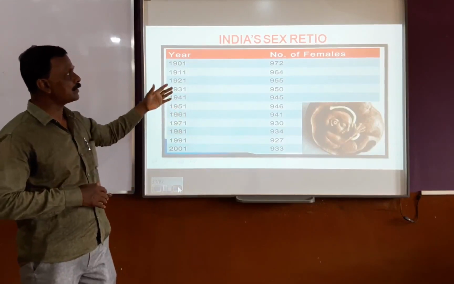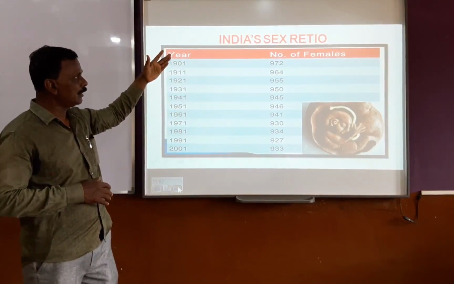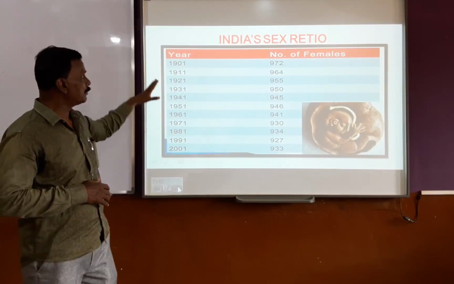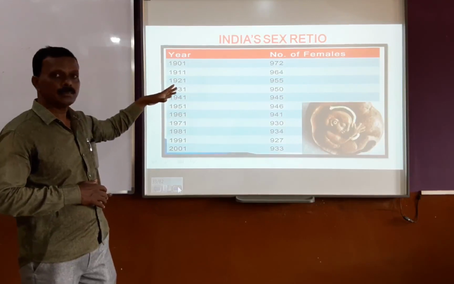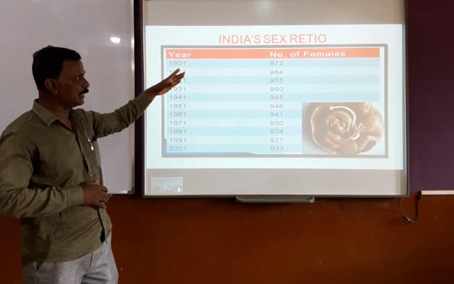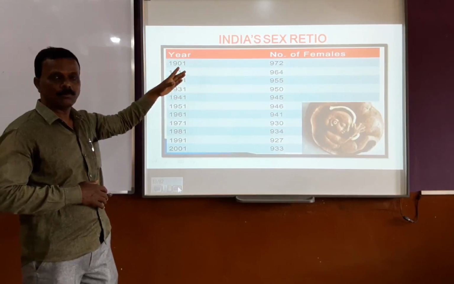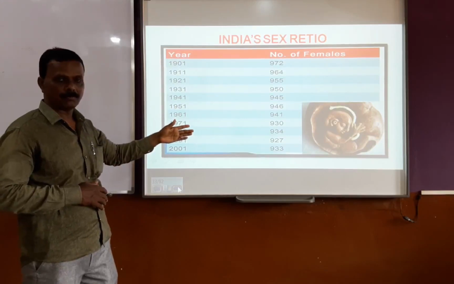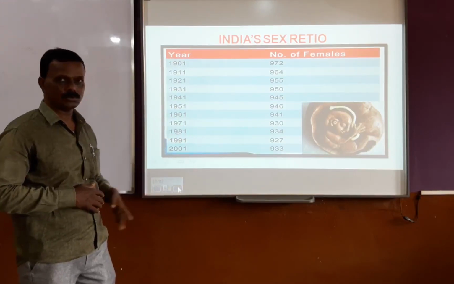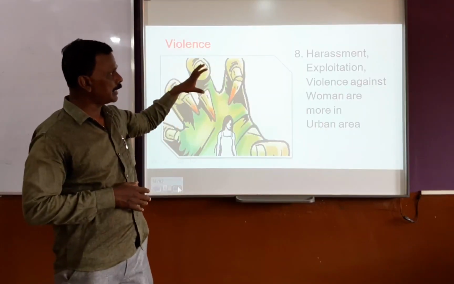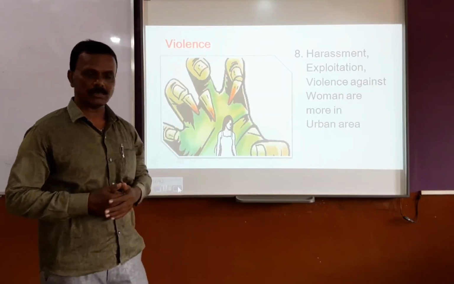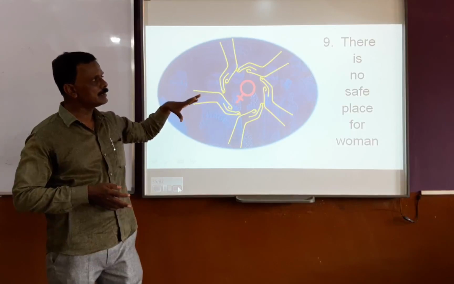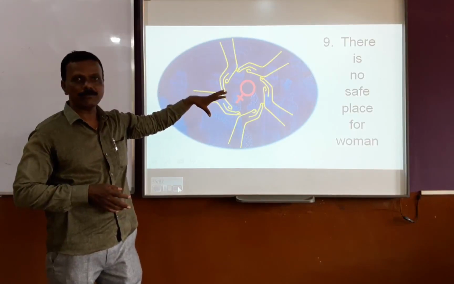It explains how the sex ratio has declined from 1901 to 2001. For example, in the year 1901, our country's sex ratio was 972 females per 1000 males. It came down to 933 females per 1000 males in the year 2001. Nowadays, harassment, exploitation, and violence against women are more in urban areas. By seeing all these things, we can say that there is no safe place for women.